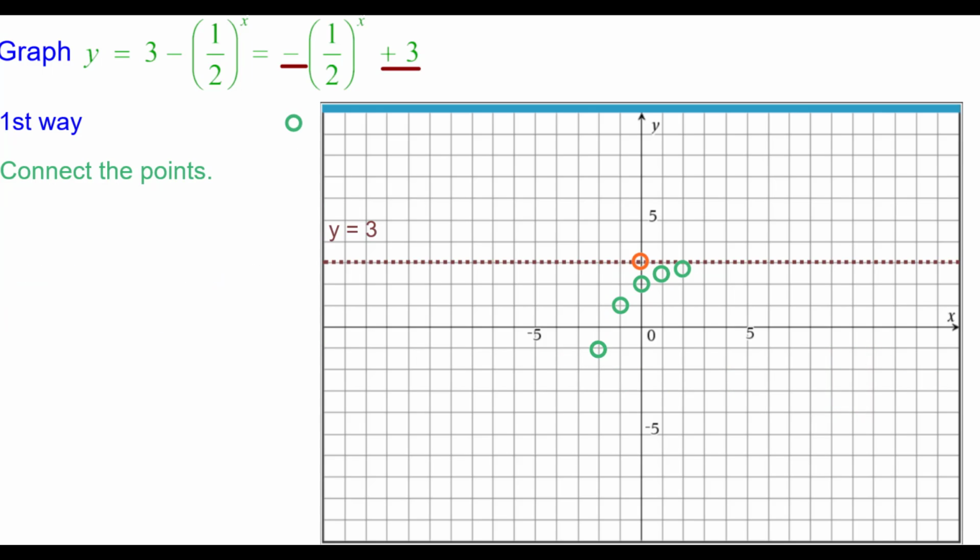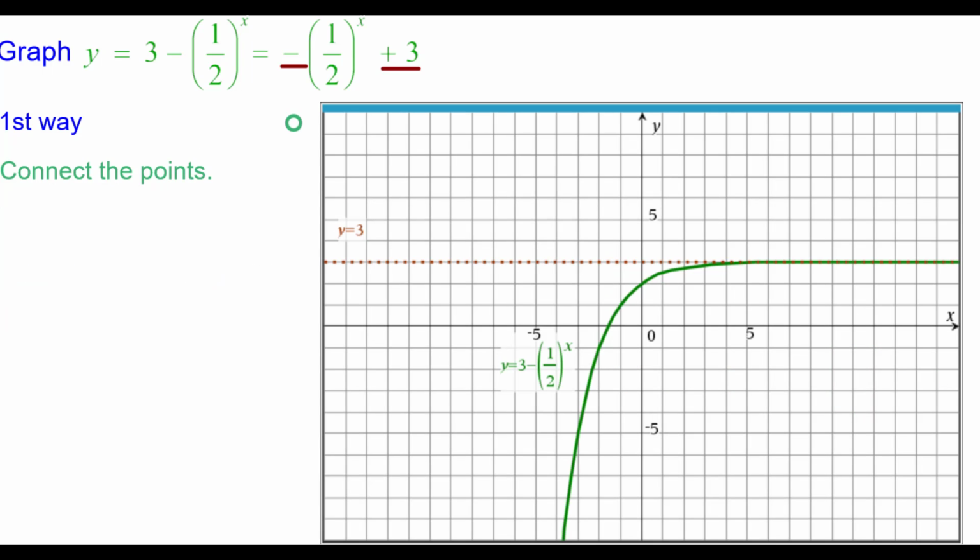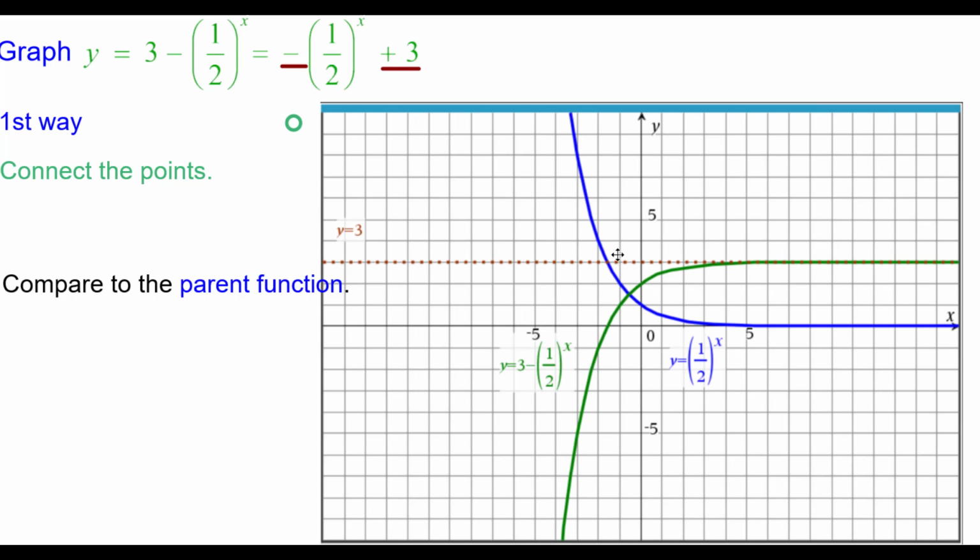Connect the points to look like an easy chair, but this one's kind of upside down because of that negative sign. When we compare it to the parent function, you can see that.